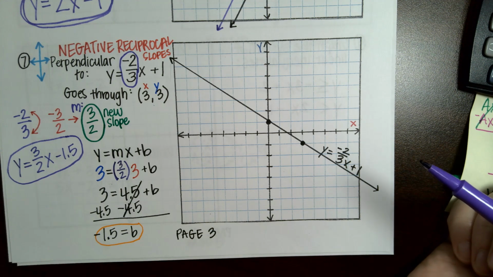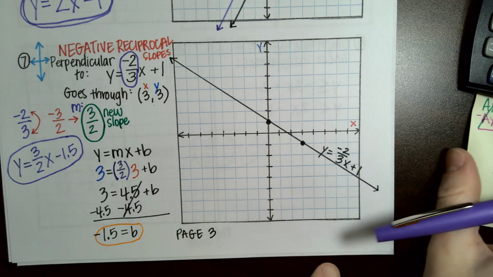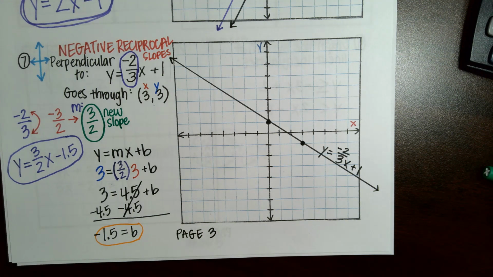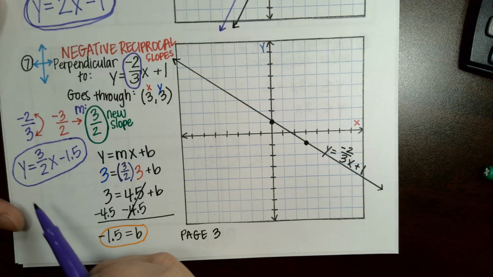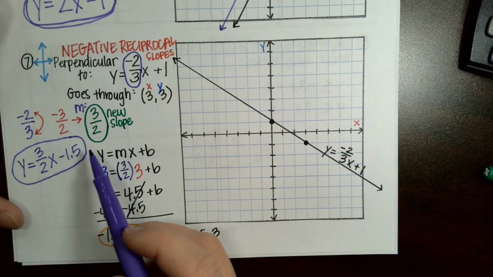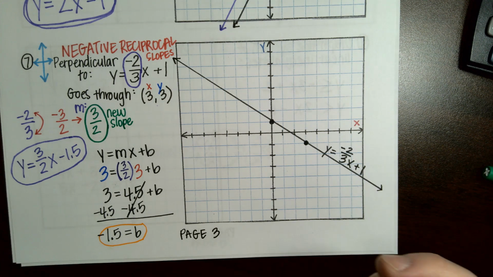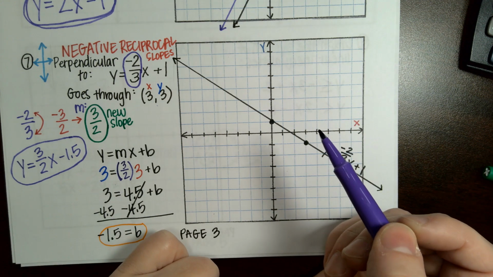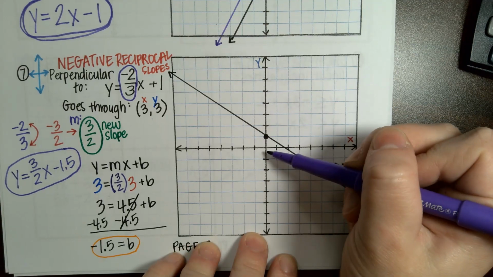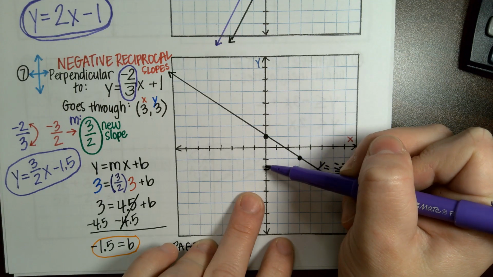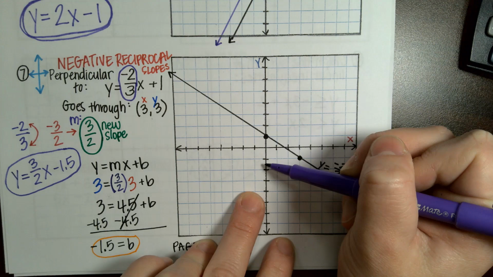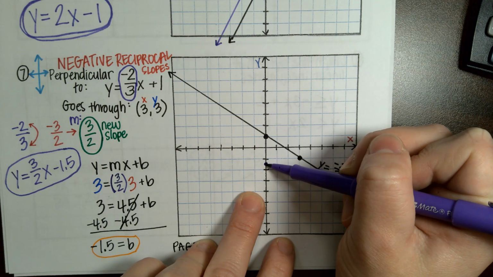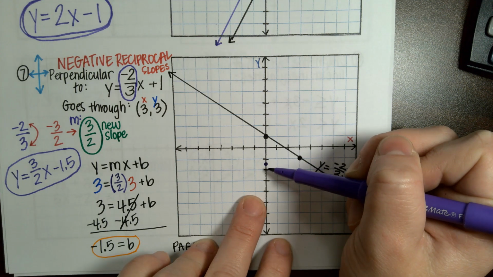Okay. And then let's graph our second line. Are you guys there yet? Anybody else still working on the first one? I'm happy to give you a second. Okay. So our new equation is y equals 3 over 2x minus 1.5. Where does our first point go? It's going to be at negative 1.5, so right about here, in between negative 1 and negative 2.